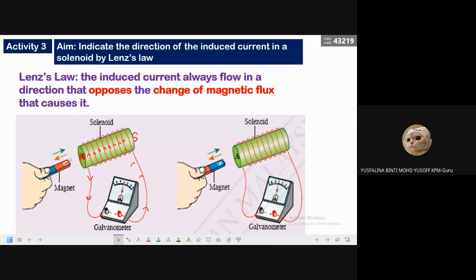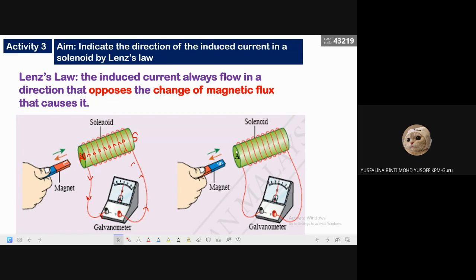So what happens if it moves away from the solenoid? When it moves away, the solenoid will try to attract it, because it opposes the change. So when this magnet tries to move away from the solenoid, the solenoid will try to attract it.